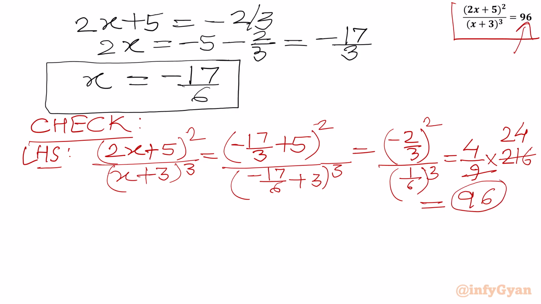So we will get our final answer. X is equal to minus 17 over 6.